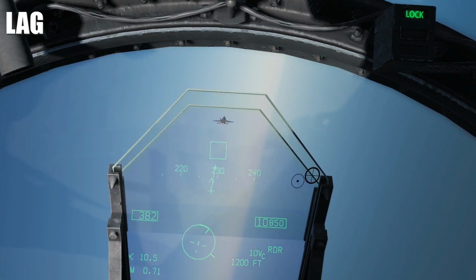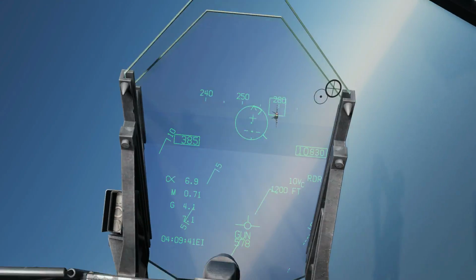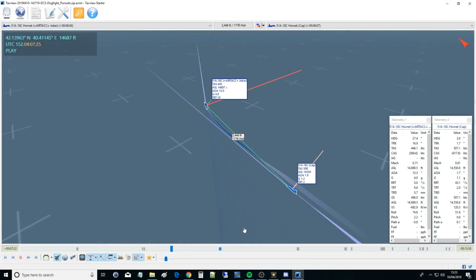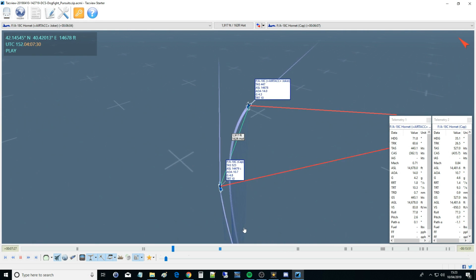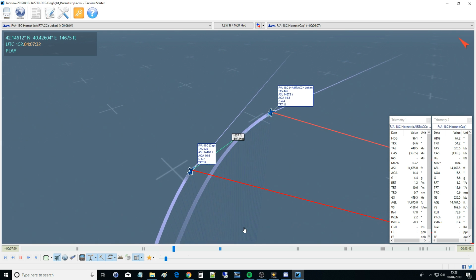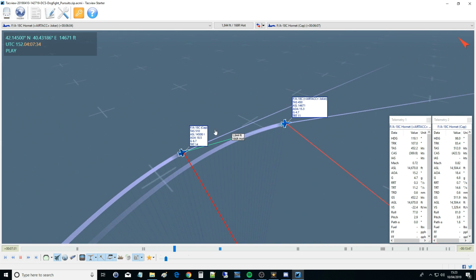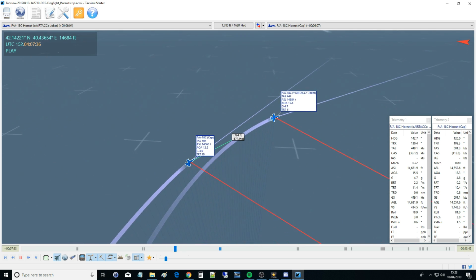Okay, break off, Joker. Okay, let's run this through. So Joker starts the turn, true airspeed 450 knots or so. In we go, about 1,800 feet. We've got a bit of overspeed, but I'm slowing down now.